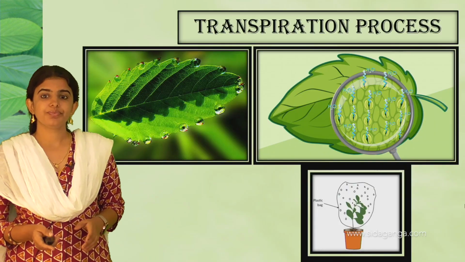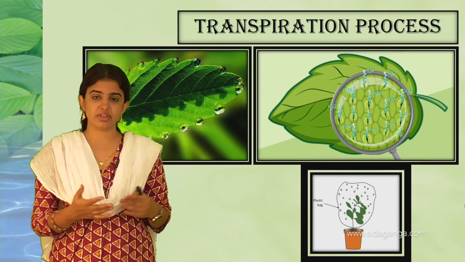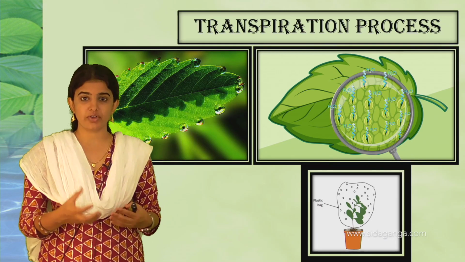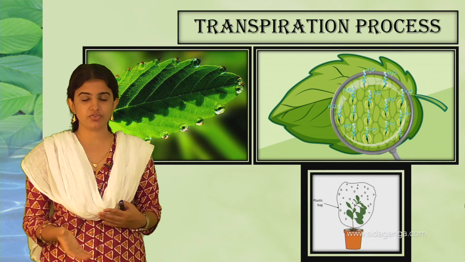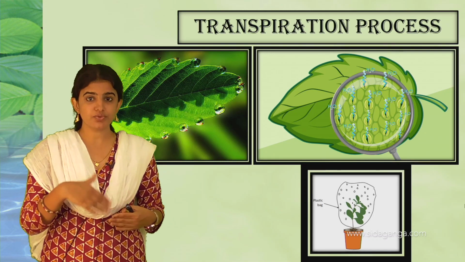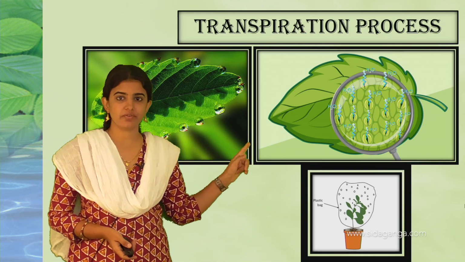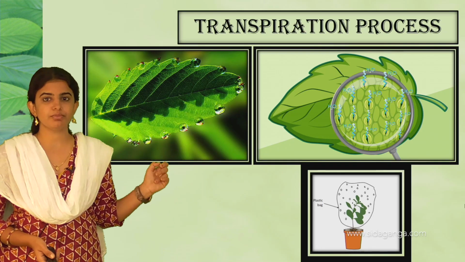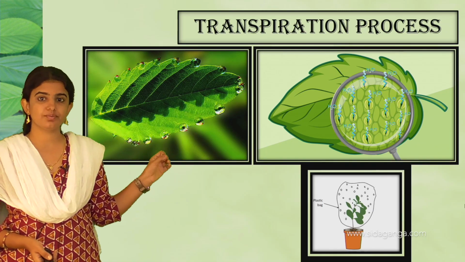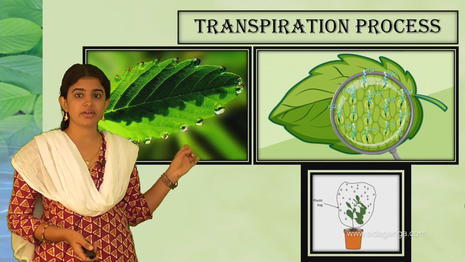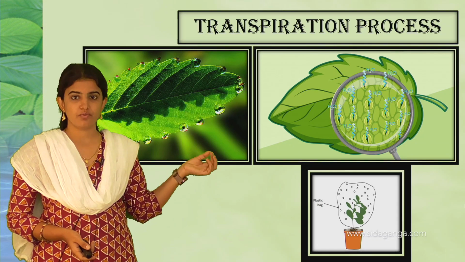Next we shall move on to the transpiration process. Transpiration is the process by which water vapor is released to the atmosphere, or the water comes out from the leaf as water vapor. This is called the transpiration process. Look at this leaf, where the water comes out in the form of water droplets or water vapor.